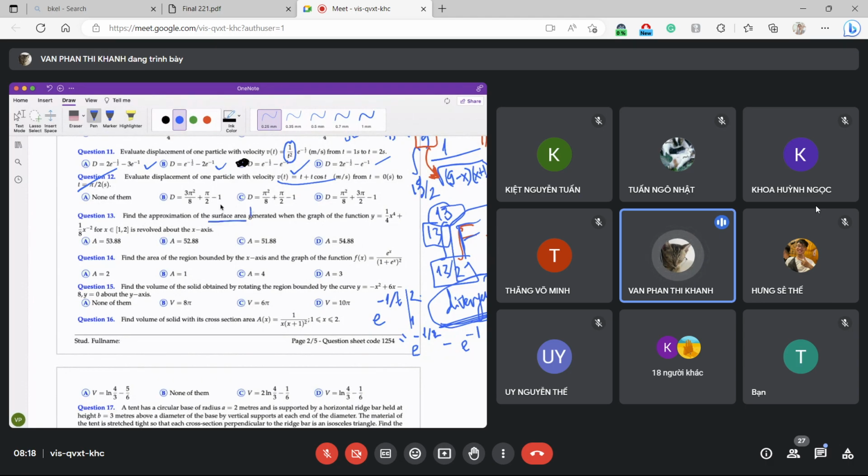So have you learned about the application of the integrals about finding the surface area? Yes or no, class? Surface area of revolution? Yes or no? Class, please. Have you learned the applications of definite integrals like finding surface area, volume, of revolution? Yes or no, class?